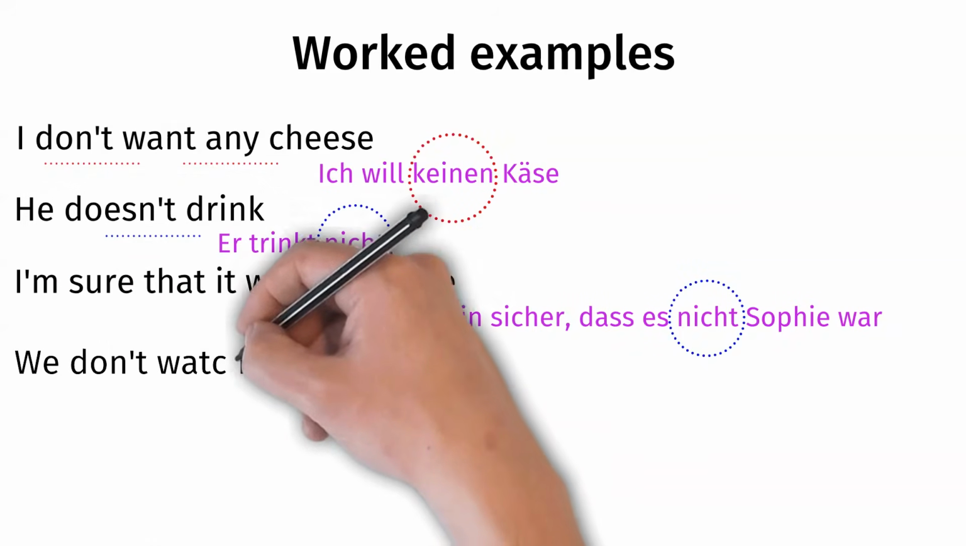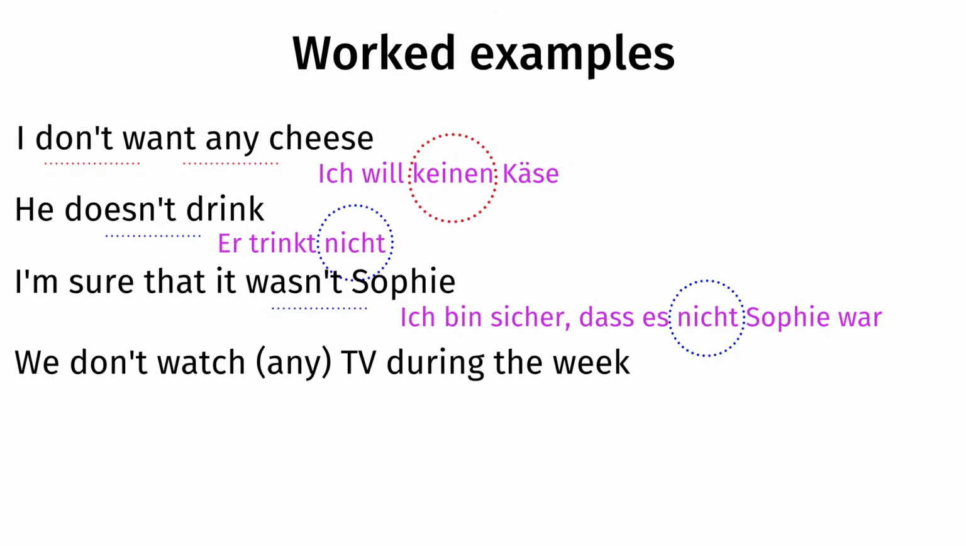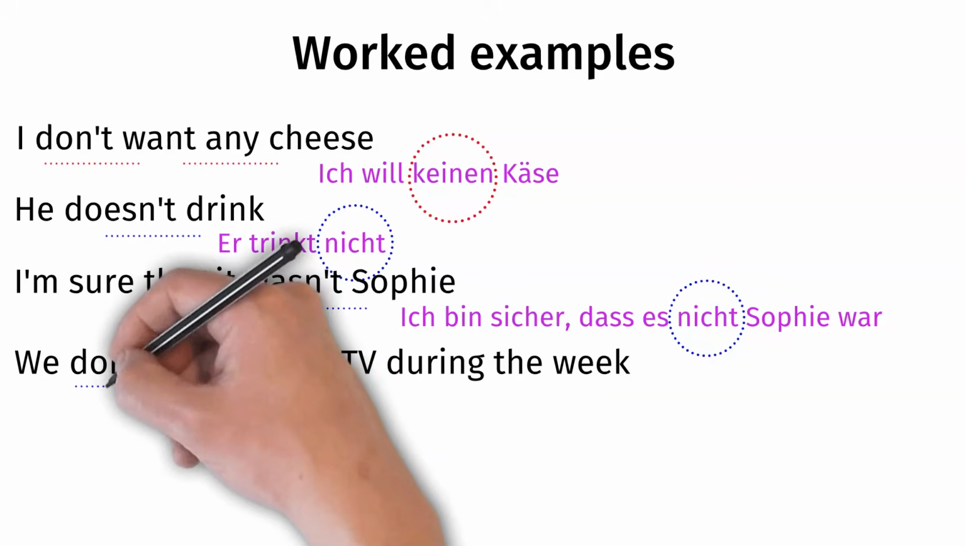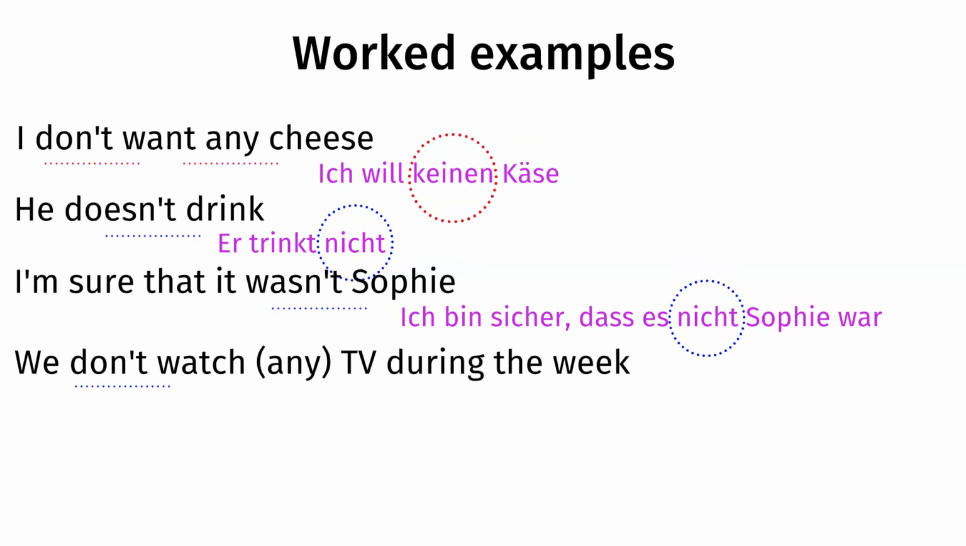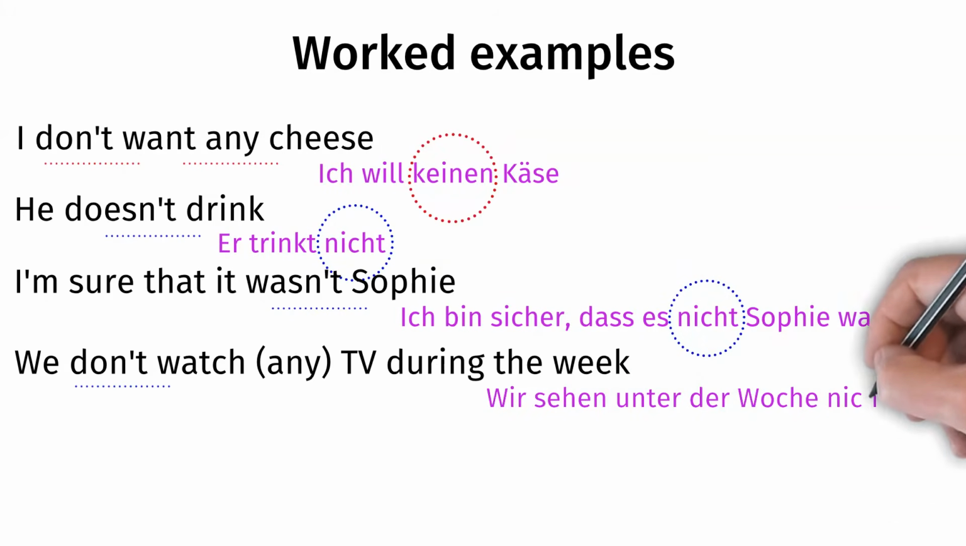We don't watch any TV during the week. Now we've got another contraction of not in the form of don't. And there's a verb for watching TV in German, which is fernsehen. It's a separable verb. And if we don't include the any, if we just say we don't watch TV during the week, then we could translate it with nicht. Wir sehen unter der Woche nicht fern. We don't watch TV during the week.